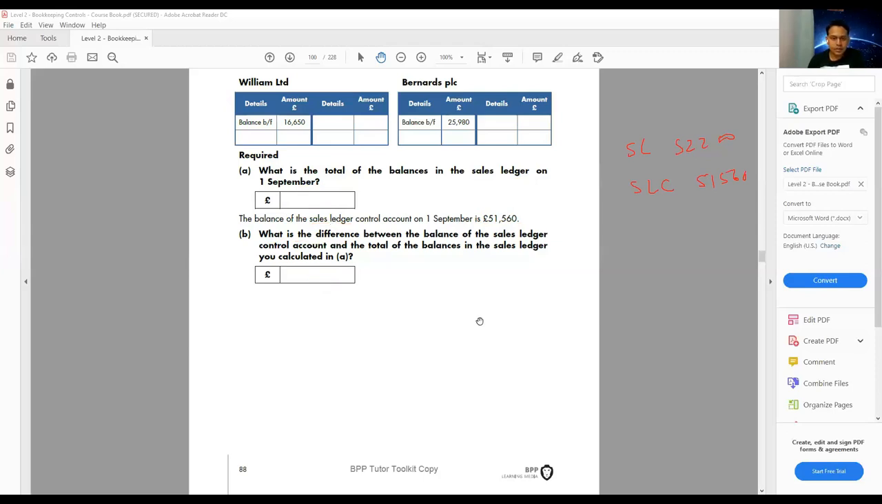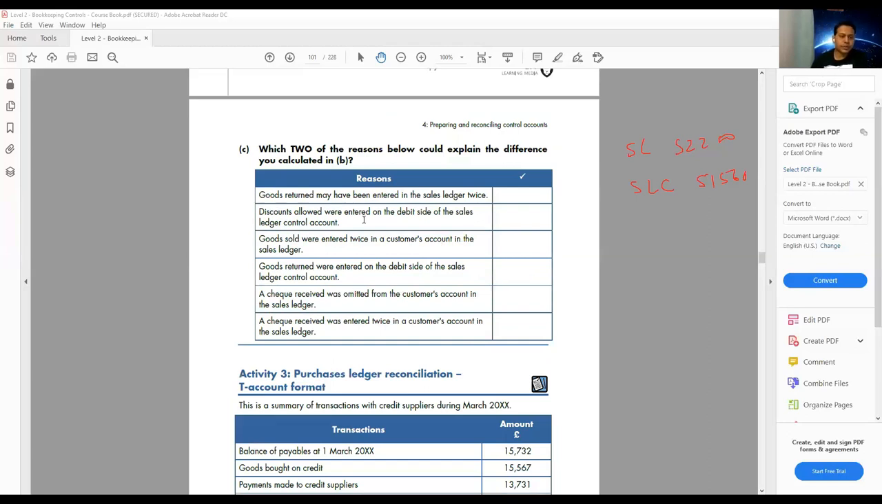Okay, let's move on. So let's find the reason. Which two of the reasons below could explain the difference you calculated in B? So the 640 difference you have calculated here. What could be the possible reason? Now this one, as I said, you have to be very, very careful, and you need to read the reasons. You need to identify what could be the possible reason for the difference. So here we can see our sales ledger is showing more balance. Sales ledger control 51 is showing less balance. What could be the possible reason? Why is the sales ledger control showing less balance? Why is the sales ledger showing more balance?